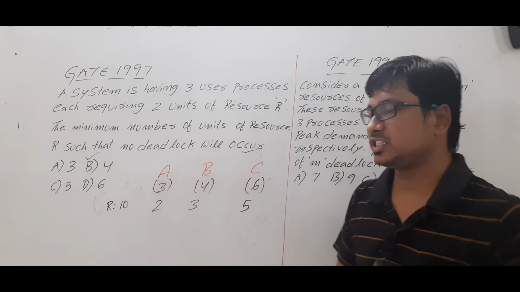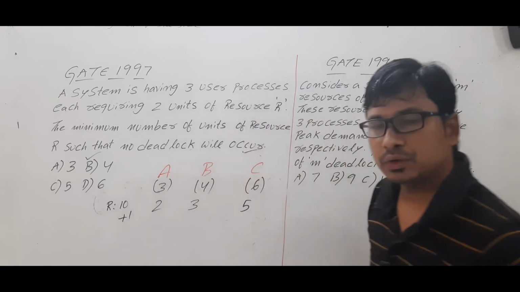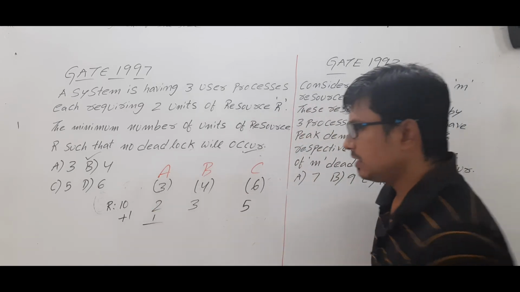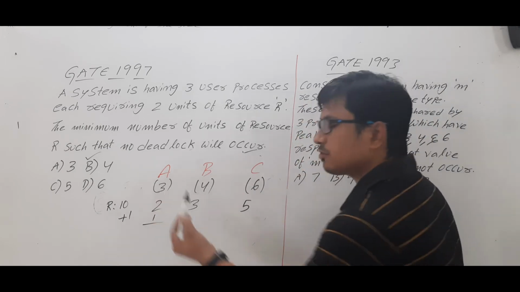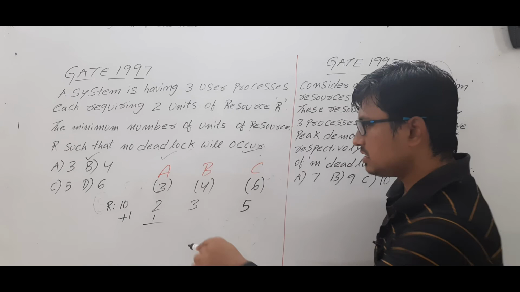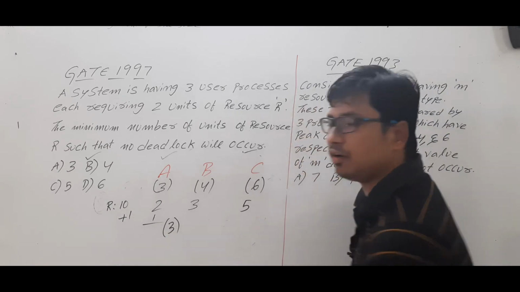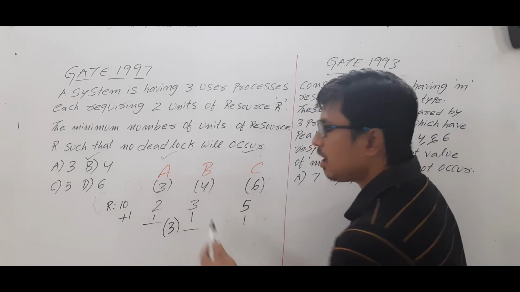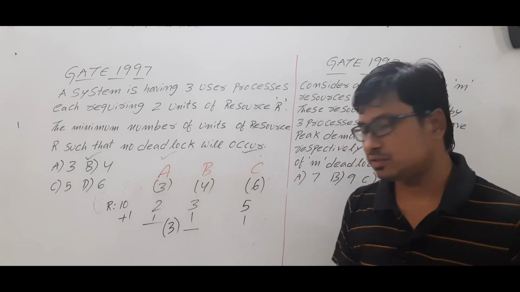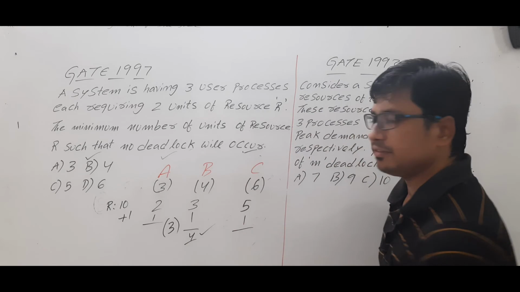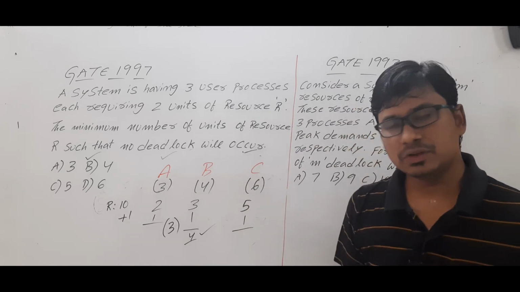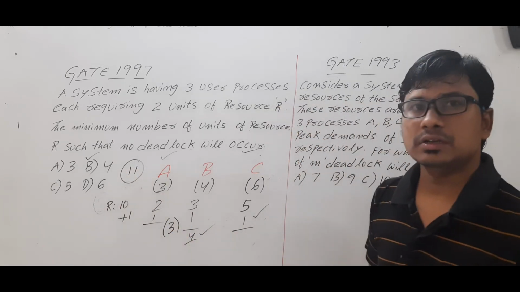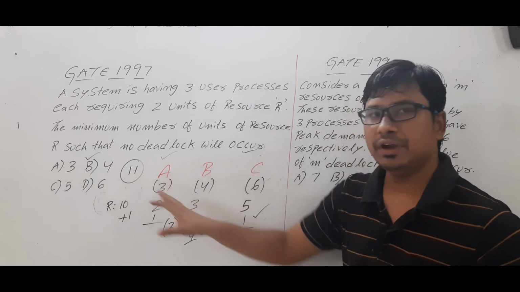If you have one more extra resource of R, then you can give that one to anyone. Let me give it to process A. Then it has 3 units of resource R and its requirement is also 3. It will complete the task. Once it completes the task, we have 3 units of resource R freely available. Let me give 1 to this one, and 1 to this one. Then it will have 4 units of resource R and its requirement is also 4, so it will complete the task. Similarly, it will have 6 units of resource R and its requirement is also 6, then it will also complete the task. So the minimum number of instances of resource R is 11 to avoid the deadlock.